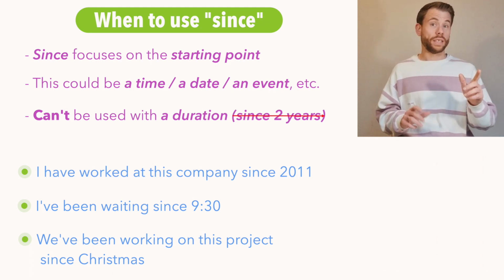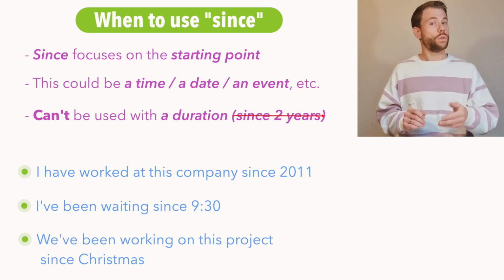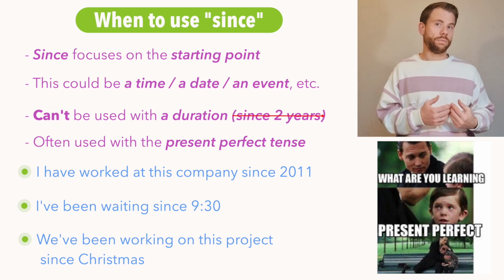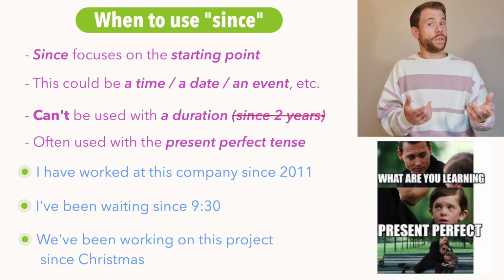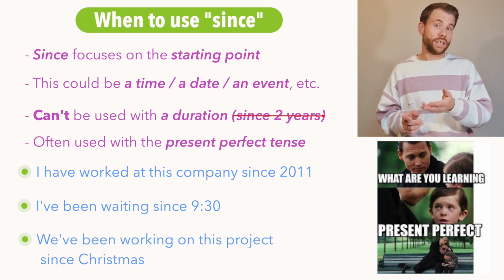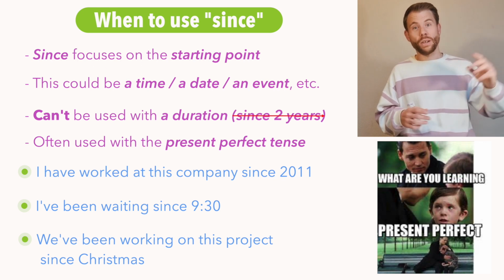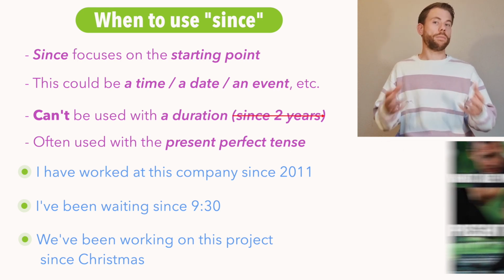An extra point, as you may have noticed, is that since is very often used with the present perfect. So we're referring from the start of the action until now. This includes the past, and it's making a link to the present. And when we do this, as you may know, we need to use the present perfect tense, as in all of these examples. If you need more clarification on the present perfect tense, you can check out this video up here where I break down the difference between the past simple and the present perfect. But since is used most of the time with the present perfect.